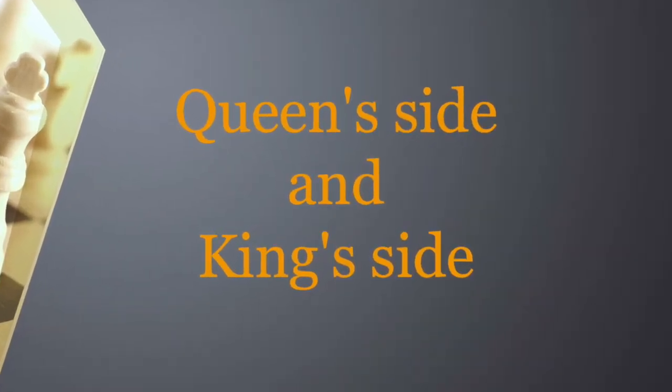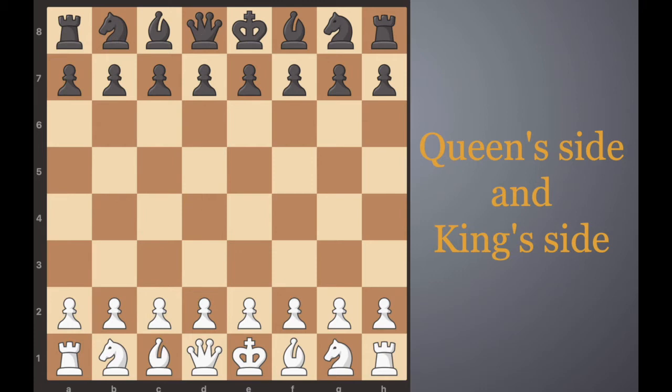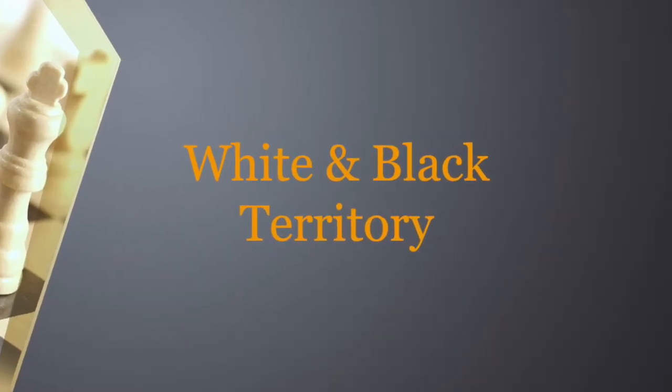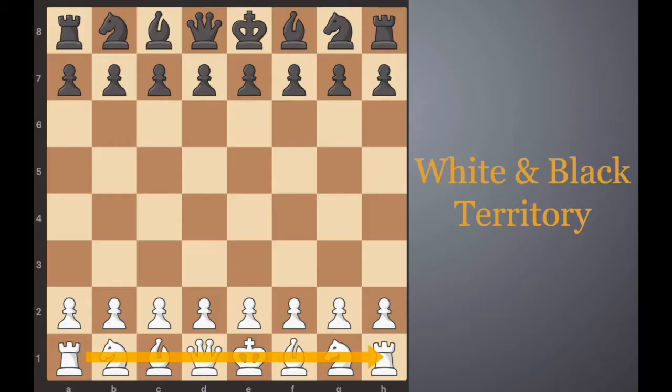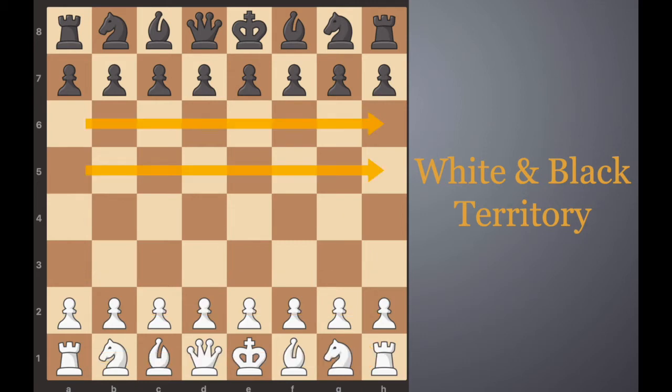We can divide the chessboard into 2 parts. Queen side, that is A to D file as you see here, and the right side, from E to H file, is called king side. There is also another way to divide the chessboard. The first 4 ranks belong to the white territory that you can see here, and the 5th to 8th ranks belong to black.